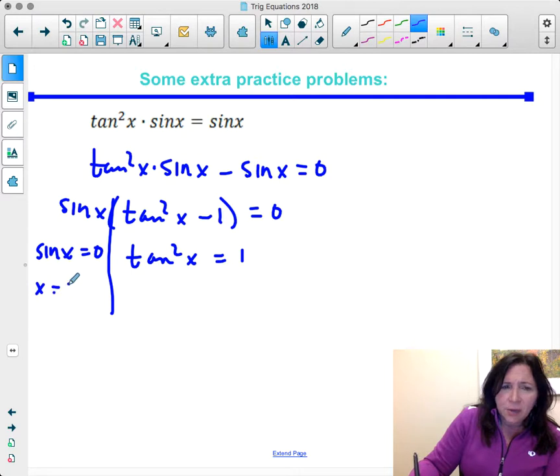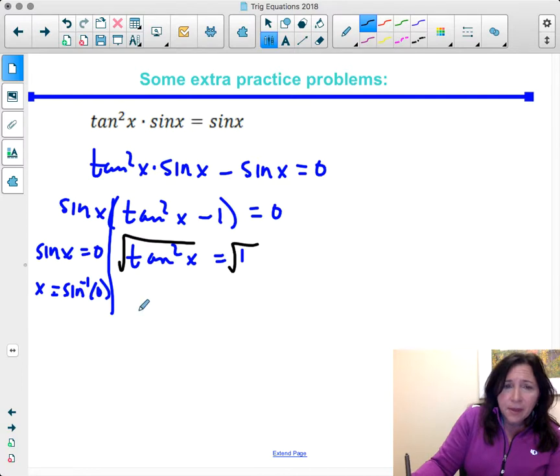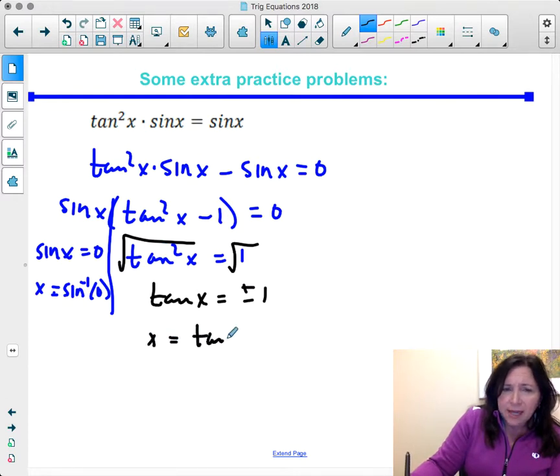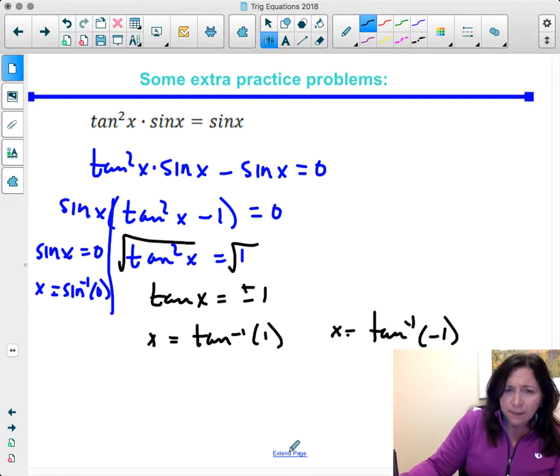Here, I get x equals arc sine of 0. Here, I need to square root both sides, right? And so I get tangent of x is equal to plus or minus 1, which means that x is equal to arctangent of 1, and x equals arctangent of negative 1.